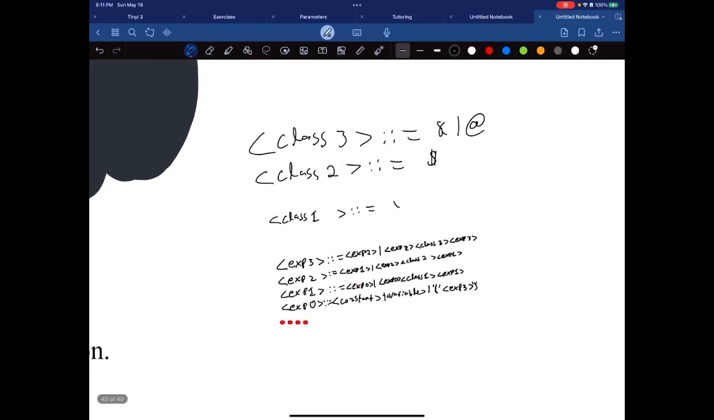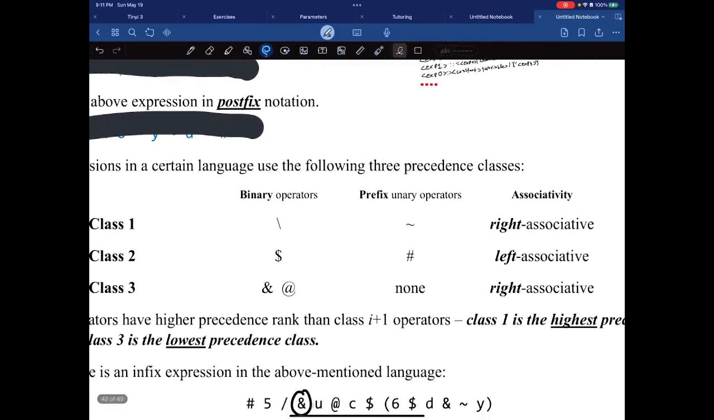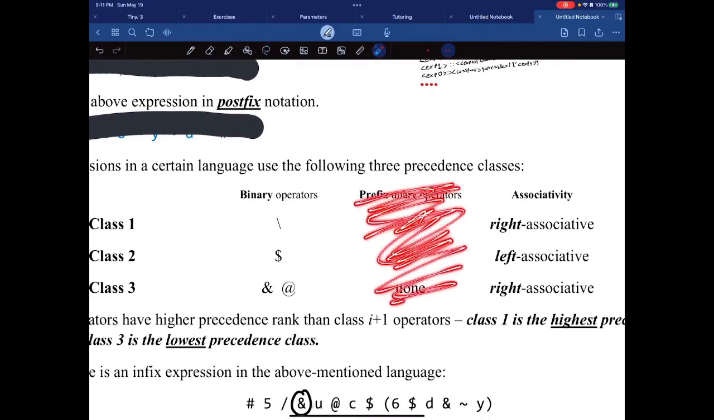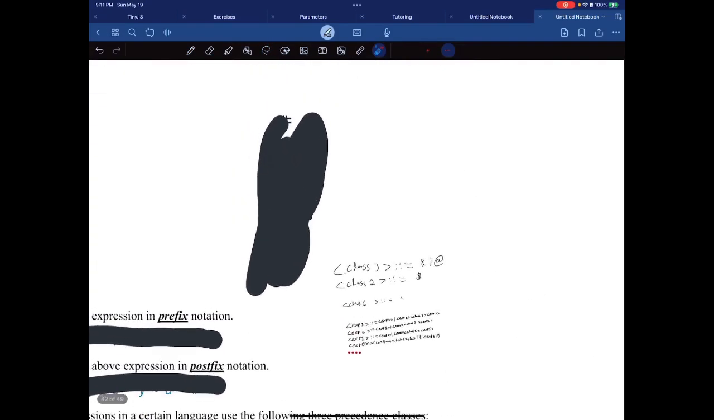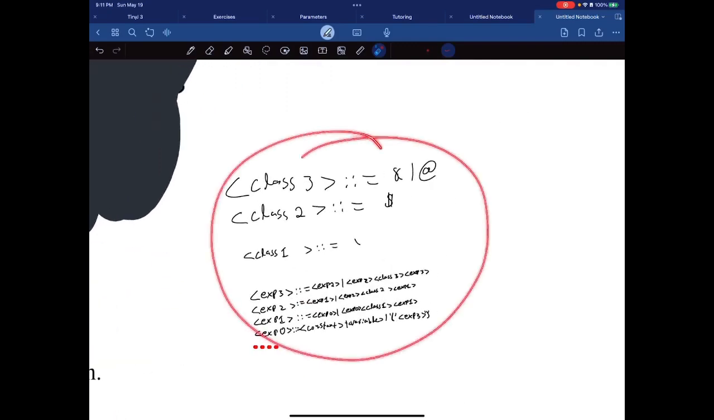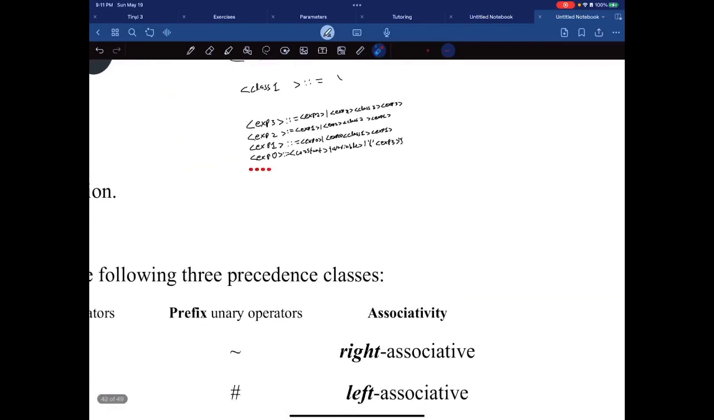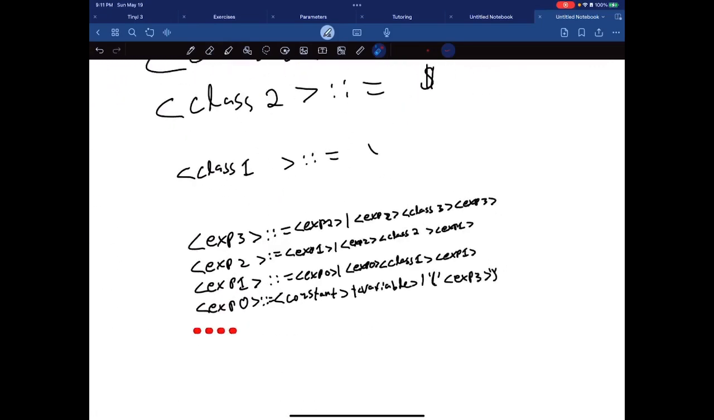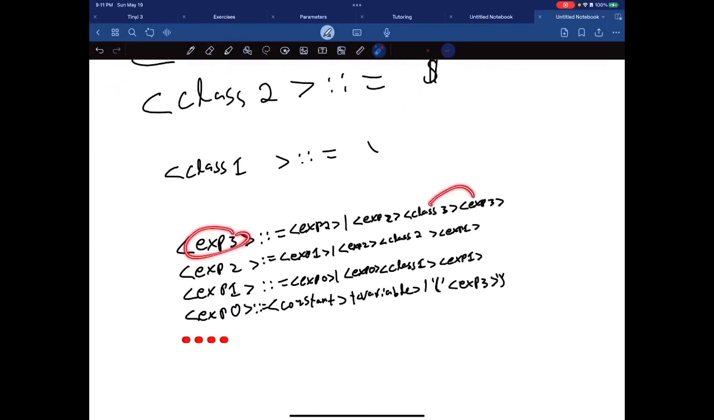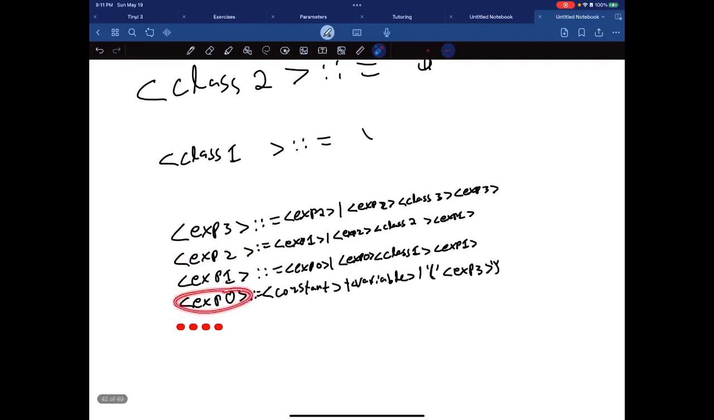And this would work. So again, ignoring these portions here, this would be a valid answer, right? Because anytime we had a right associative, we ensured that the current production is on the right side of the class. Anytime we had left associative, we ensure that the current production is on the left side of the class. And then always expression 0 is just going to be constant, variable, parentheses, expression 3 parentheses.